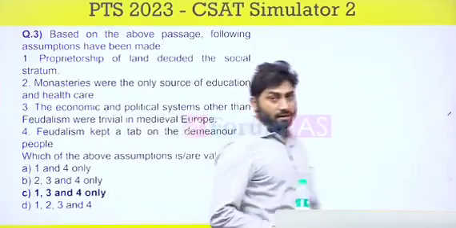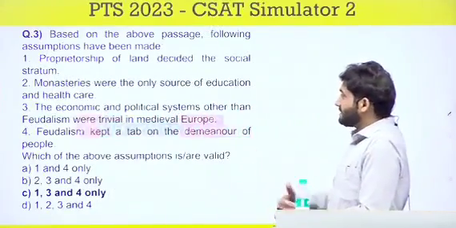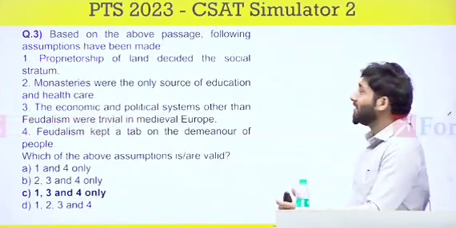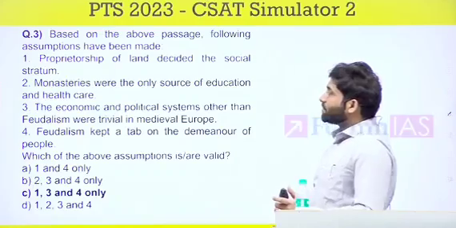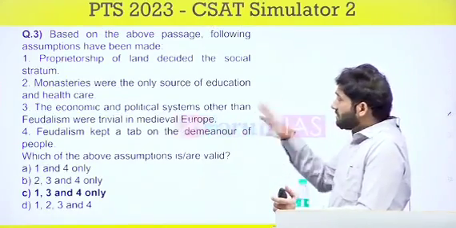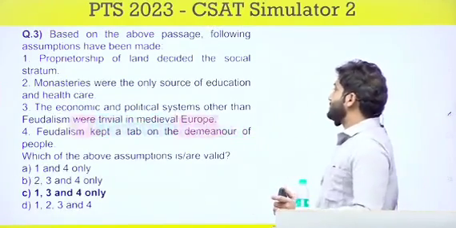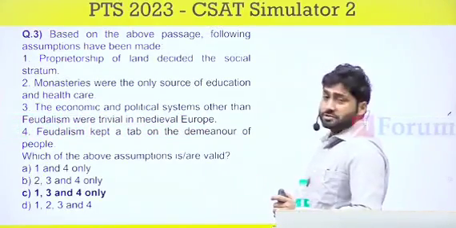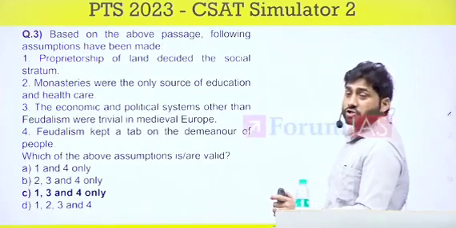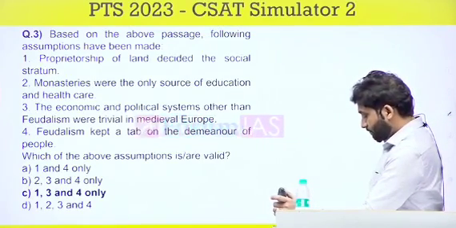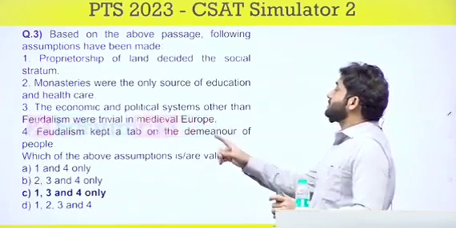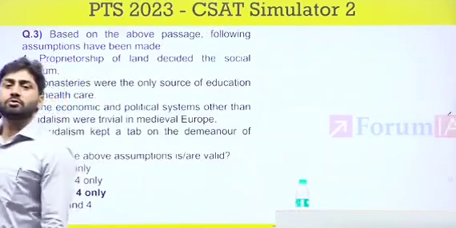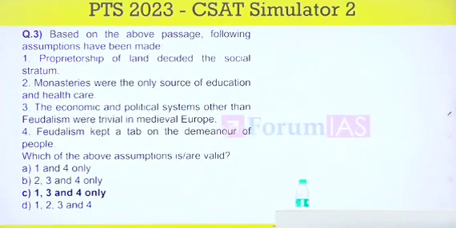So if we see from our passage, what we recall from the passage, the first, obviously, the feudal society was all about controlling the land and ownership. So the first goes correct. The second one is a little on the extreme side, so you can exclude that. Third one, the economic and political systems other than feudalism were trivial. I mean, that's true, because it was a feudalistic society, and feudal society was more or less based on the ownership of land and other properties, right? Next, feudalism kept a tab on the demeanor of people, how the people will behave. That was also in a way controlled. So if we see, all these three are correct.